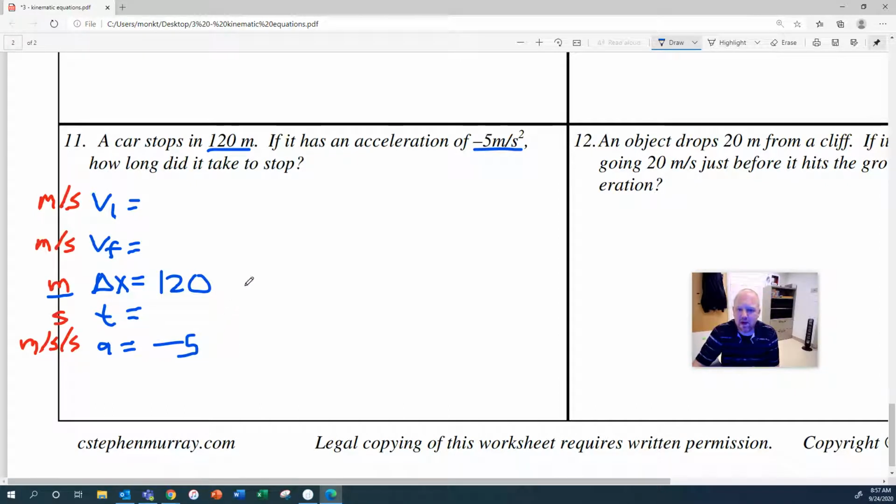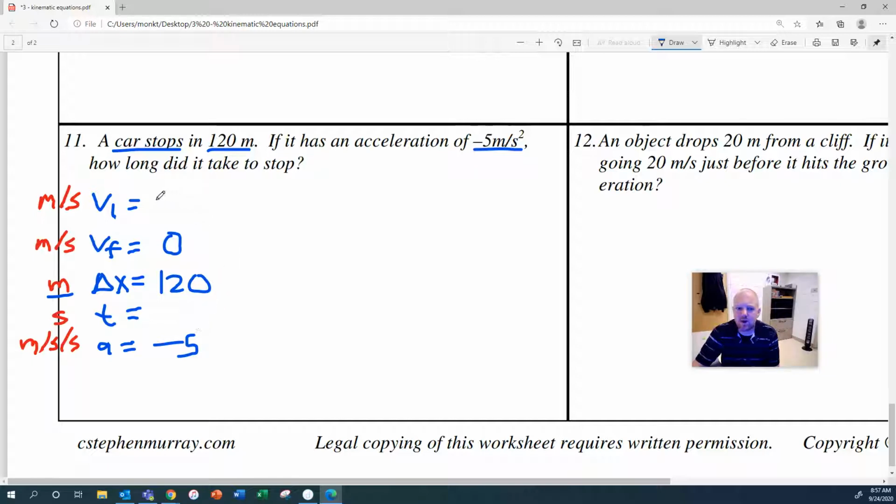And then we need a third piece of information if we're going to solve. It says that a car stops in 120 meters. Sometimes it won't exactly tell you something, but if something comes to a stop, what that means is your velocity at the end, your speed, is 0. And so we know step number 1, what we're given.